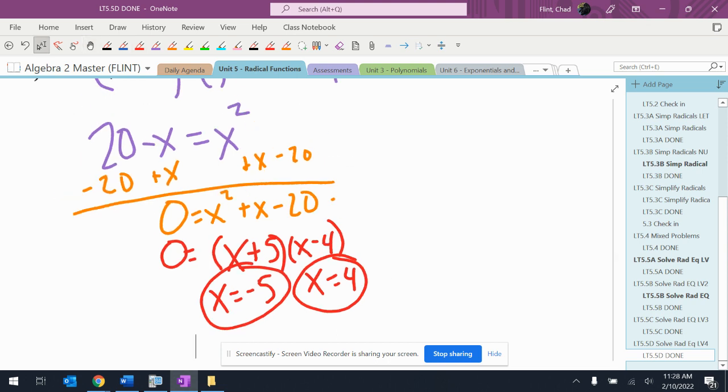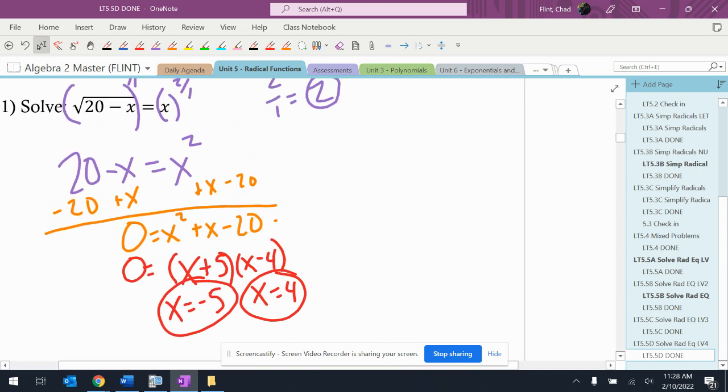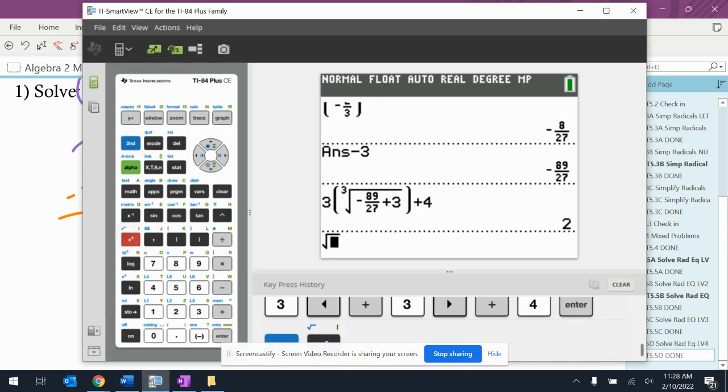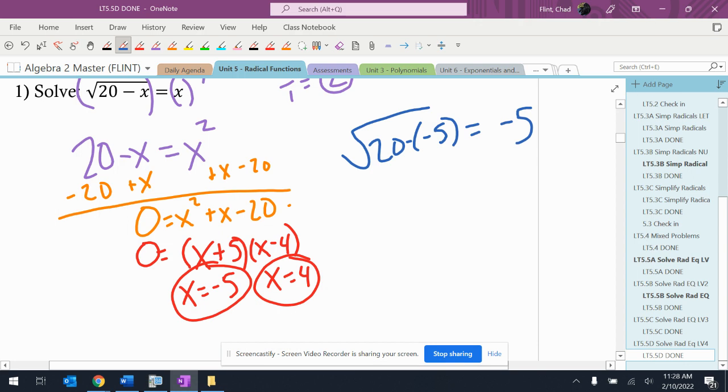All right. Now, I need to take the time to see what happens when I put these underneath the radical and see if I get the same answer. I would suggest writing this down to show what you're doing. So square root of 20 minus -5 equals -5 is what I'm supposed to get. So then I go to my calculator. I type in square root of 20 minus -5. I can put it in parentheses if I want. Gives me 5. So I get 5 equals -5. Not okay. That means -5 doesn't work.